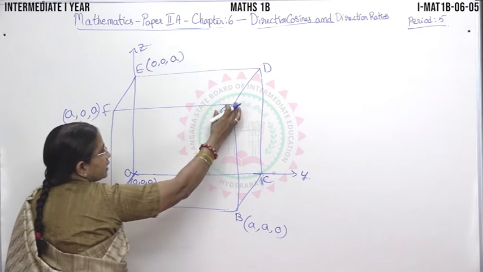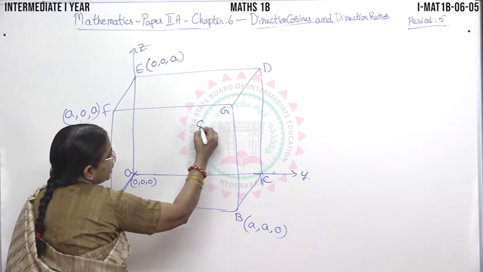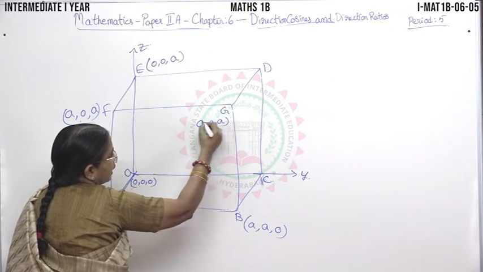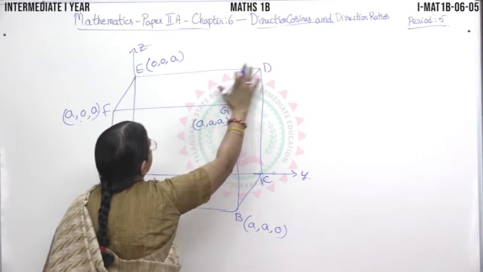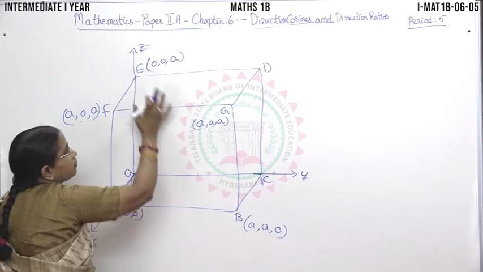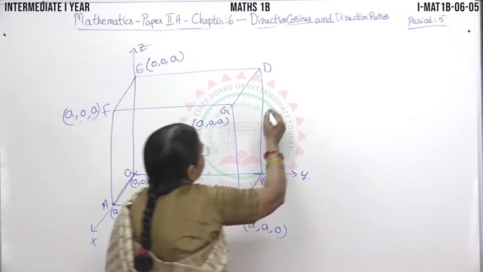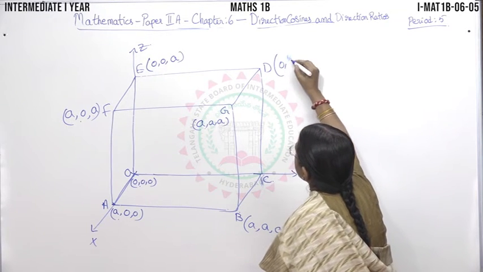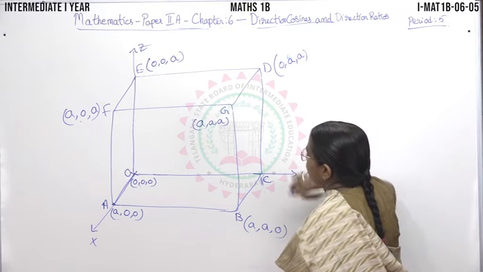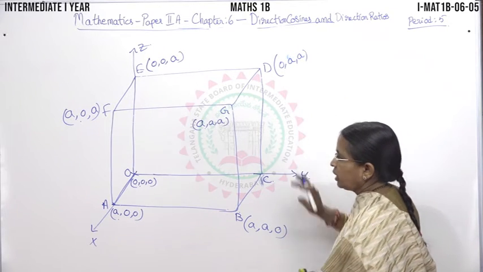Now this point is in space, so its coordinates will be (a, a, a) like this. Now where is this D point? D point is on the backside, so that is in the YZ plane. In the YZ plane you will have Y and Z, X will be 0. So Y is a and Z is also a. So like this we write the coordinates.